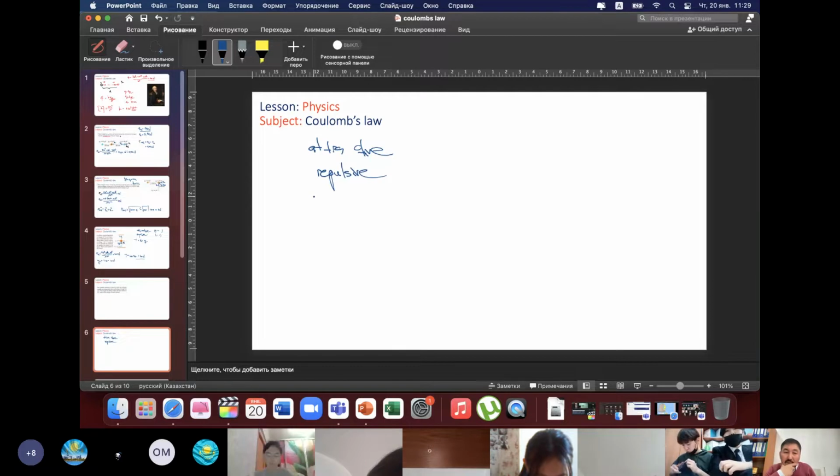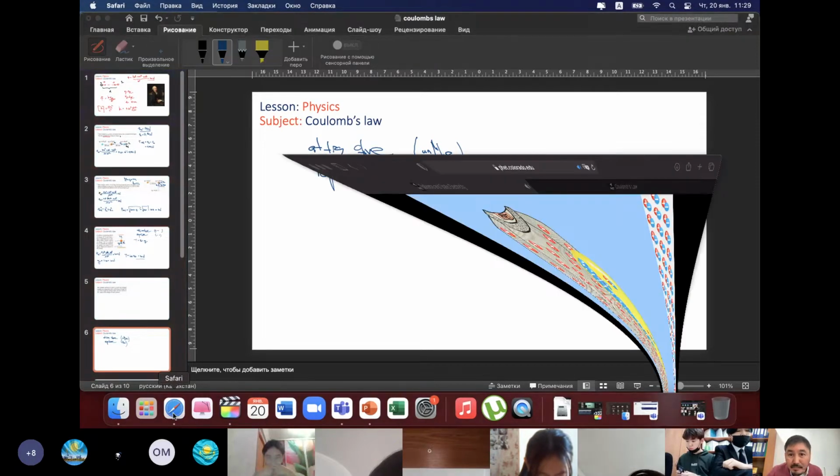And then the forces, of course, between like charges will be repulsive, and between unlike charges, of course, it will be attractive. But before this, let's look at the simulation of Coulomb's law again.